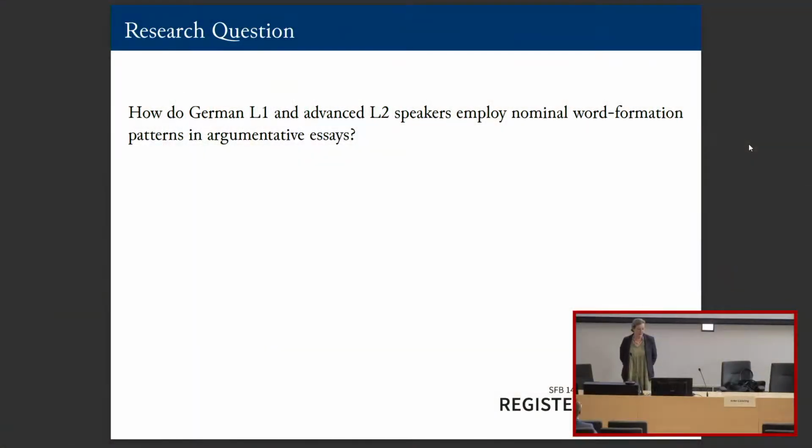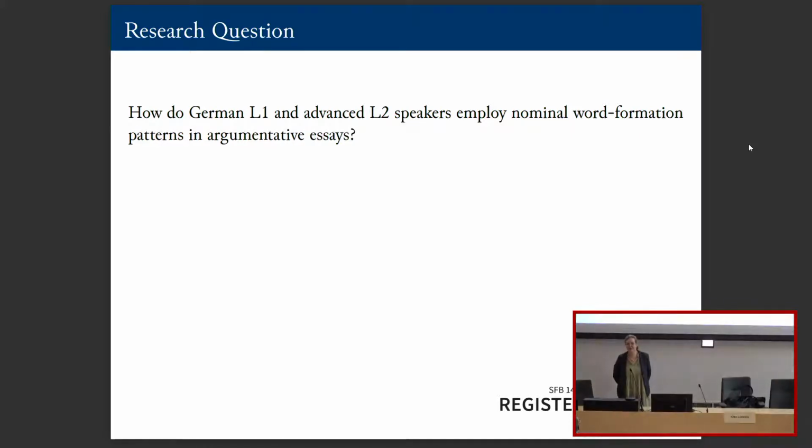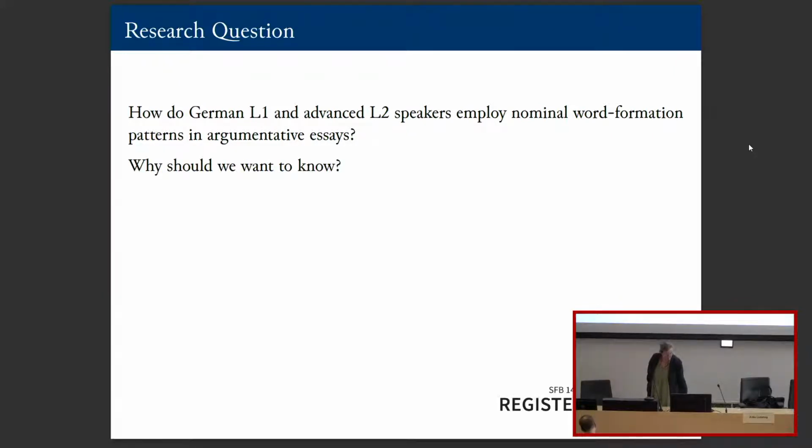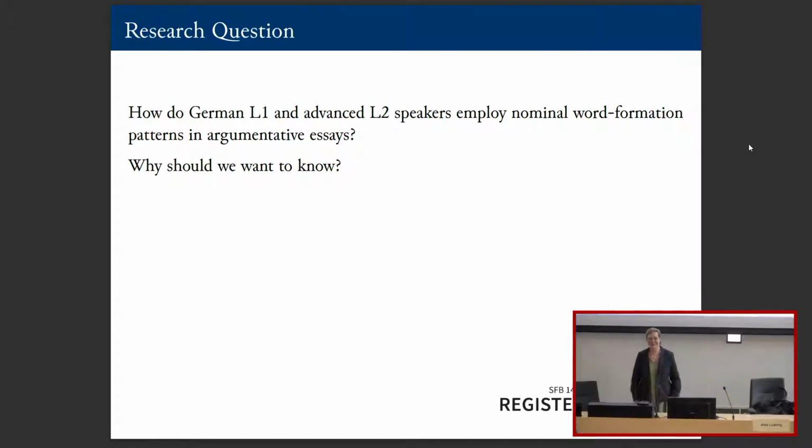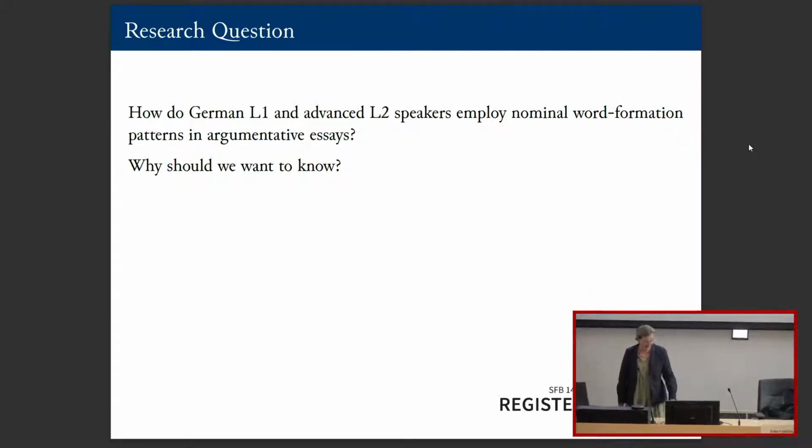Okay, so the question today is, how do German L1 and advanced L2 speakers employ nominal word formation patterns in argumentative essays? And I guess to many of you remembering your linguistics lectures, that sounds like an extremely boring question. Word formation has never been very popular, so why should we want to know that? Well, I think there are many good reasons that we might want to know this, and these reasons point to areas far beyond German nominal word formation.